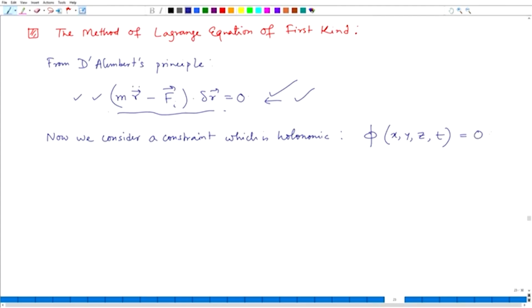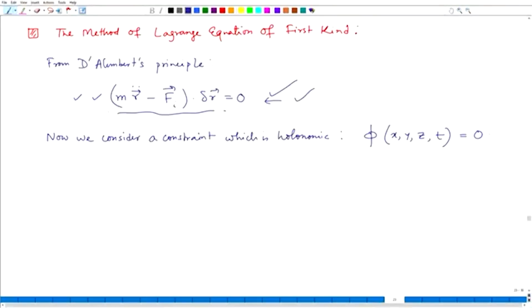Let us say I am just talking of a very simple system, one single particle moving in 3D space and I have one holonomic constraint, which is given by this. If you see this function, for a simple pendulum moving in the xz plane, this phi is given by x square plus z square minus l square. For a particle moving on the surface of a sphere of radius capital R, it is given by x square plus y square plus z square minus r square.